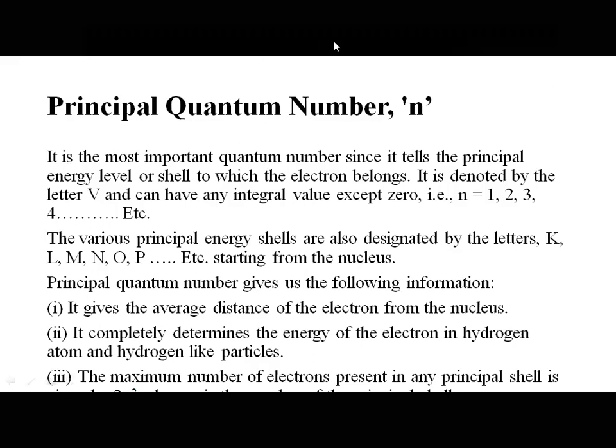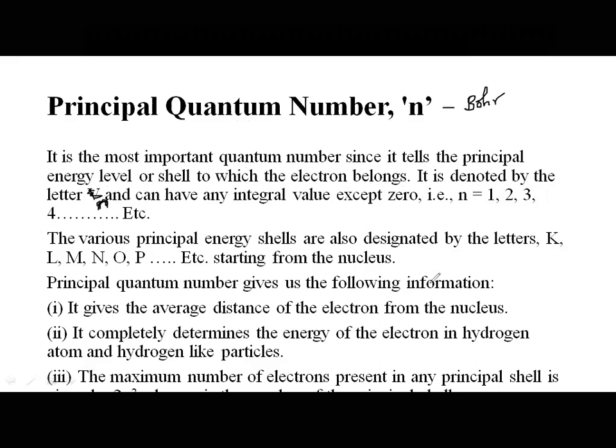Principal quantum number. It was proposed by Niels Bohr and is denoted by n. So what does it say? It determines the average distance between the electron and the nucleus. That means it denotes the size of the atom. It is the most important quantum number since it tells the principal energy levels or shells to which the electron belongs. It is denoted by small n and can have integral values except 0. There cannot be an energy level with number 0, right? So n is equal to 1, 2, 3, 4, and so on. The various principal energy shells are also designated by the letters K, L, M, and N, starting from the nucleus.